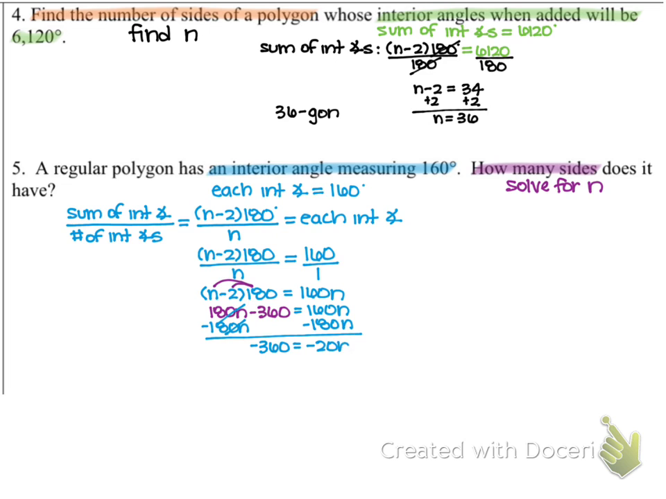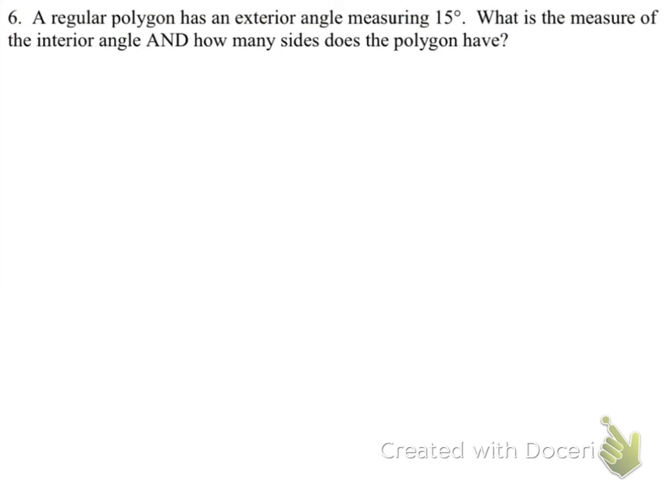That's a negative 20n. Divide by negative 20, and this is n, this represents the number of sides or the number of interior angles. This better be a whole number. So if I do negative 360 divided by negative 20, I get n is equal to 18. So it looks like what we have here is an 18 gon, which doesn't have a fancy name, so we're just going to go ahead and call it that. Okay, coming in on the home stretch.